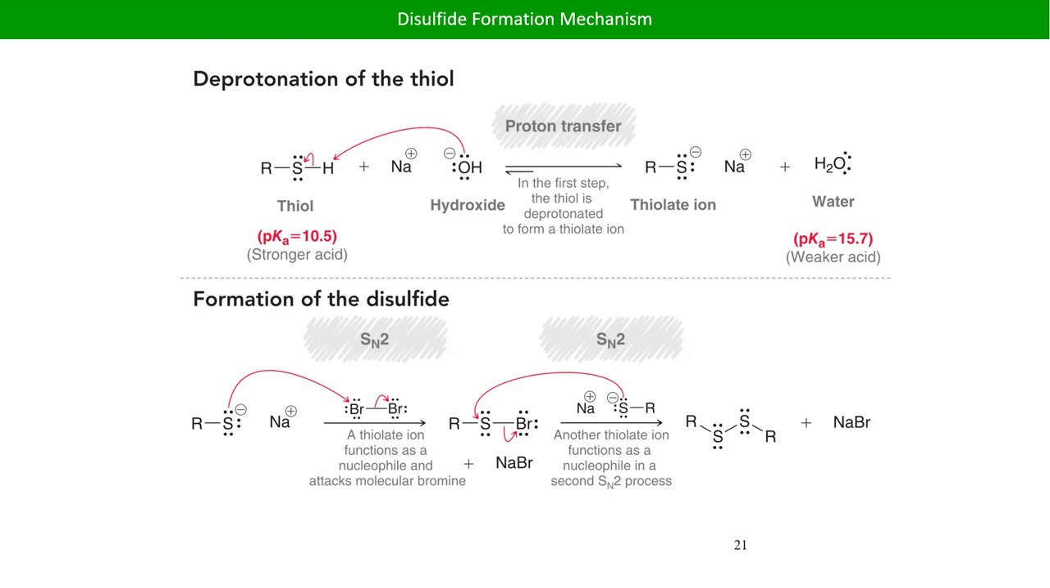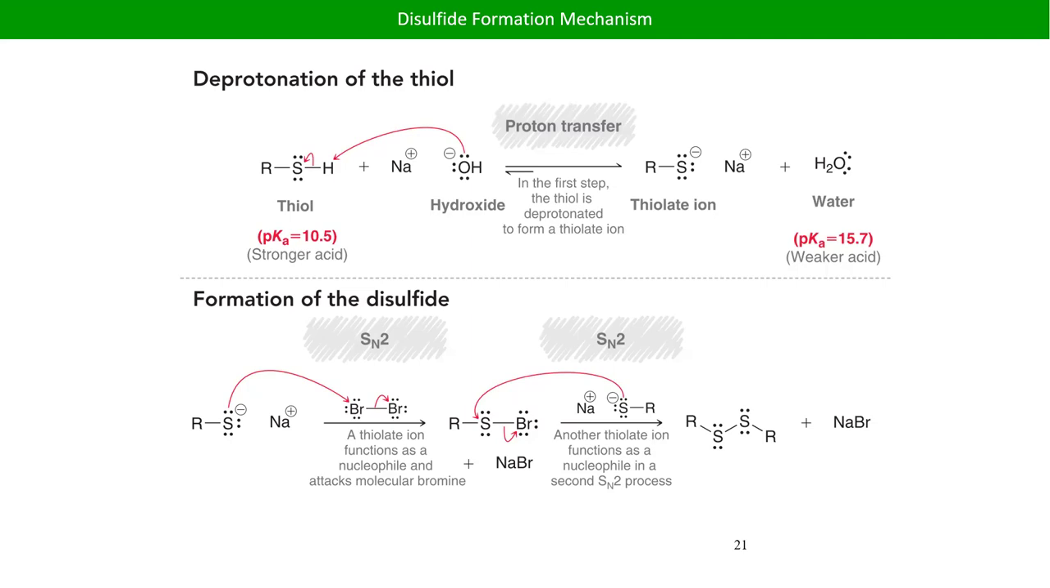They can do neutral condition. They can be in neutral conditions, and you can just rely on the fact that over time, and it's not truly neutral, right? Physiological conditions are actually a little bit above a pH of 7.4 to 7.8, depending on where in the body you are. So very slightly basic conditions, but that's enough to deprotonate a measurable amount of the thiols.